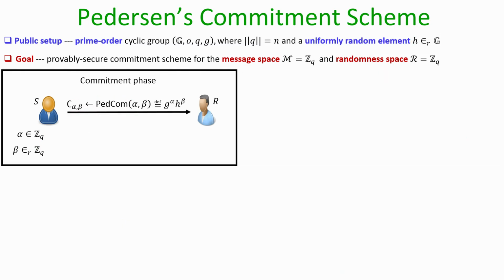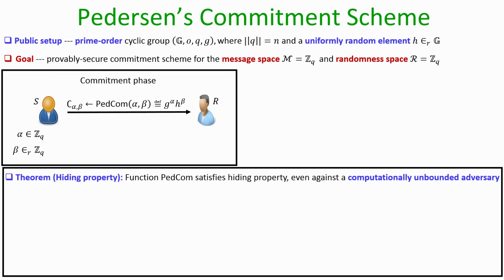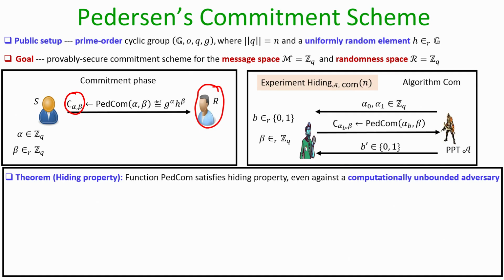Now, let us try to prove the hiding property. Remember, the goal of the hiding property is that if the sender is honest and the receiver is malicious, then by just looking at the commitment C sub alpha comma beta, it cannot find out whether it is seeing a commitment of M0 or a commitment of M1. Namely, if we see the hiding experiment played with respect to Pedersen's commitment scheme, here is how the hiding experiment will look.